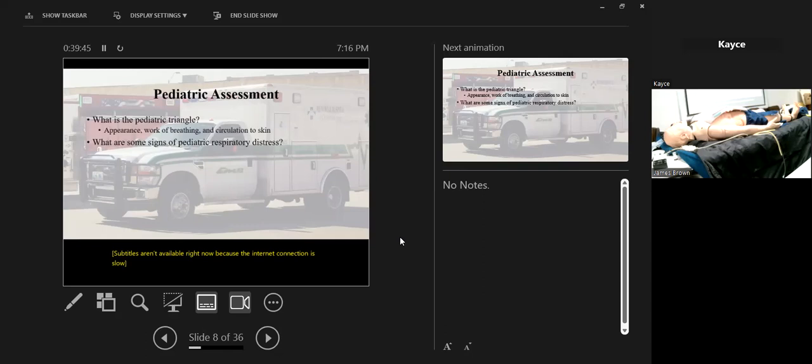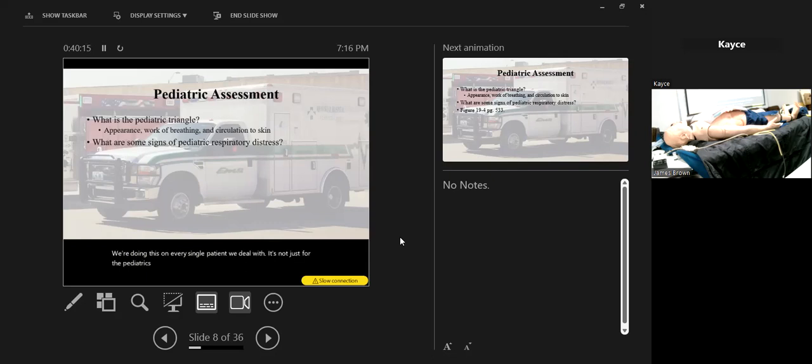So the pediatric triangle is appearance, work of breathing, and circulation to skin. When we come into a room and we're looking at our patient, we're looking at their appearance, their work of breathing, and the color of their skin. We're doing this on every single patient we deal with. It's not just for pediatrics. In pediatrics, you really see it.